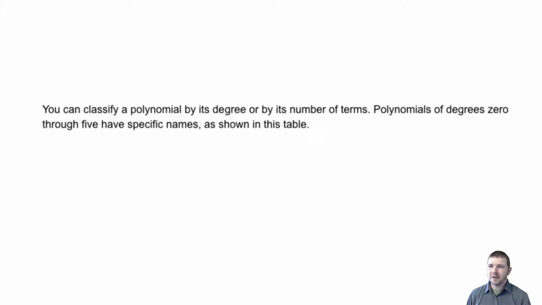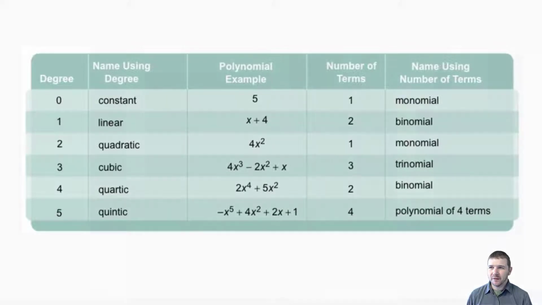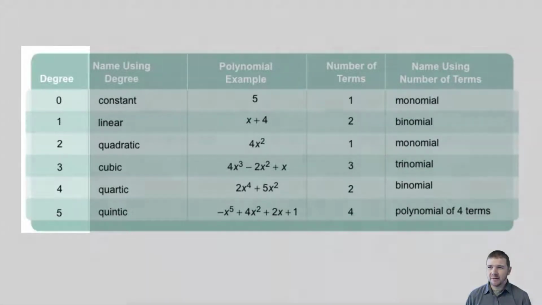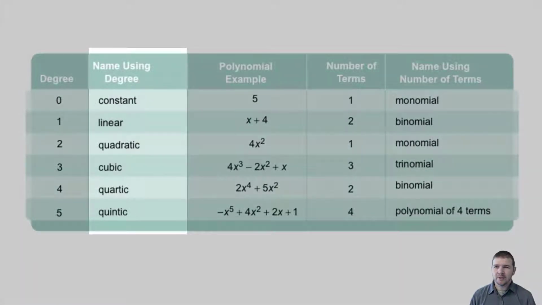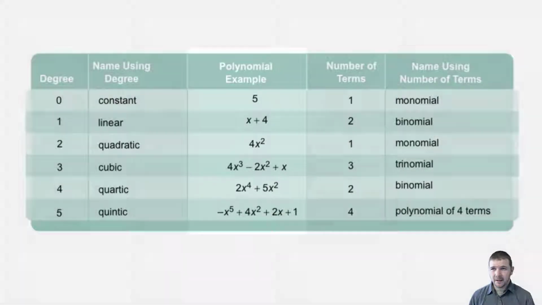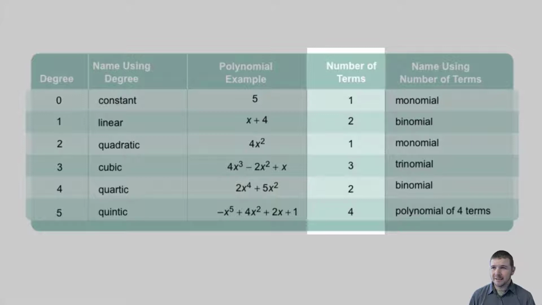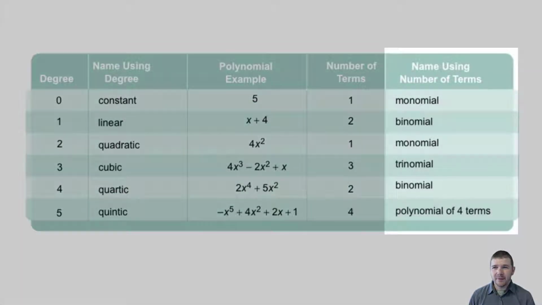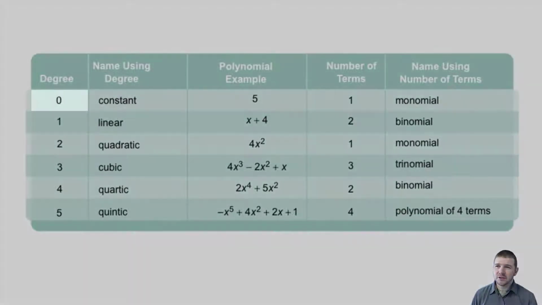You can classify a polynomial by its degree or by its number of terms. Polynomials of degrees 0 through 5 have specific names, as shown in this table. So note we have degree on the left, 0 through 5, the name of the polynomial using its degree, an example of such a polynomial, the number of terms in the example, and then the name of the polynomial using number of terms. First, degree 0.